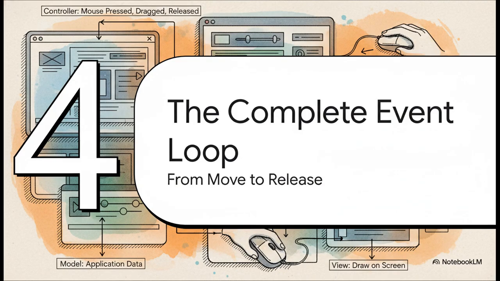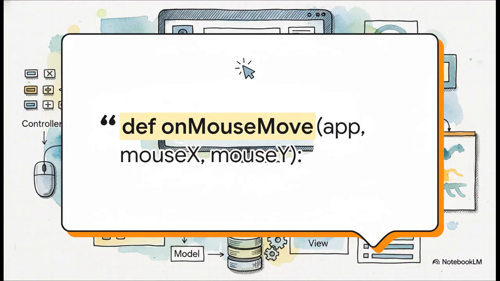All right, let's put all these pieces together. We're going to look at the full sequence of events, from just moving the mouse around on the screen to pressing, dragging, and finally releasing to create our finished line. There's actually one last handler to complete the set, onMouseMove. This one's the simplest of all. It just gets called whenever the mouse moves, period. Doesn't matter if a button is up or down. This is super useful for things like hover effects, right? Like making a button light up when your mouse goes over it, before you even click.